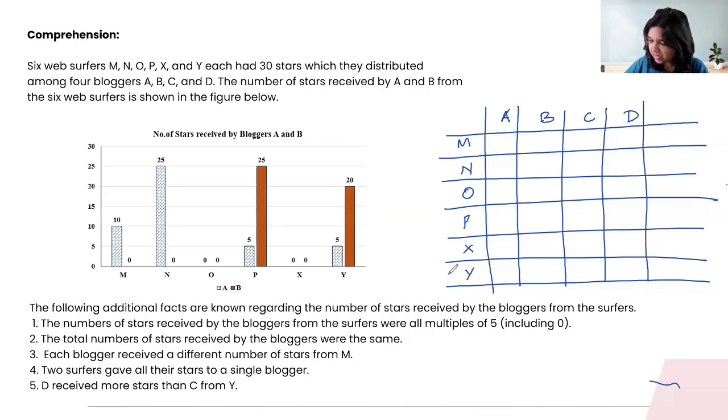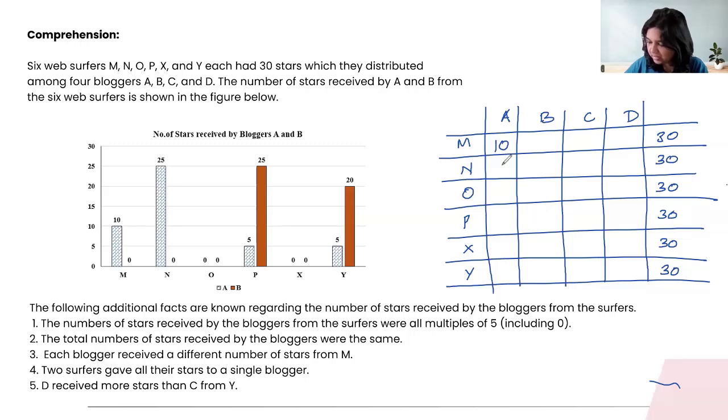Each of the web surfers has been given 30 stars. So there are a total of 30 stars to be distributed with each of them. And let's write down the numbers that we have from the bar graph itself. So M has allocated 10 stars to A. So this is filled up with a 10.